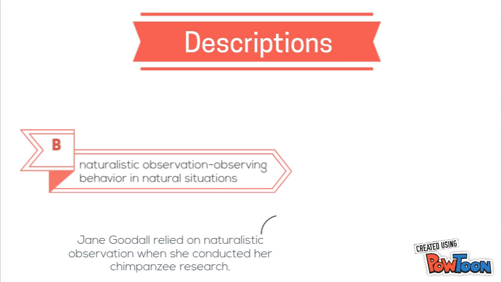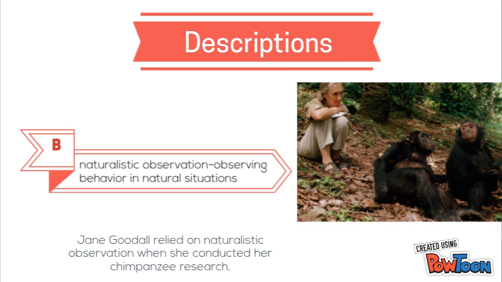So the next would be naturalistic observation. So this is just observing behavior in natural situations. So the example here is that humans laugh 30 times more in social situations than alone. So this would be a naturalistic observation. They are observing humans naturally in social environments and naturally when they are alone.